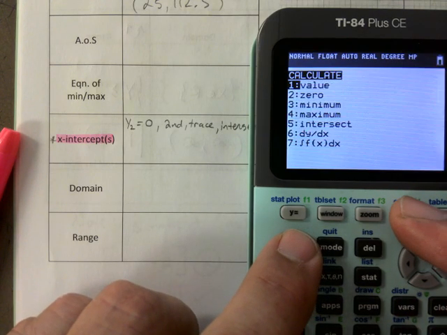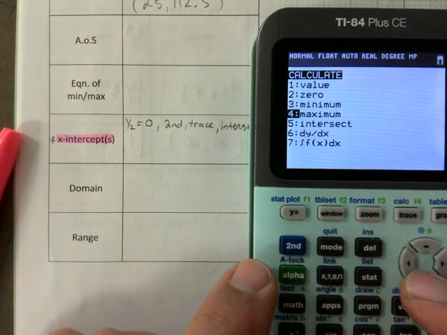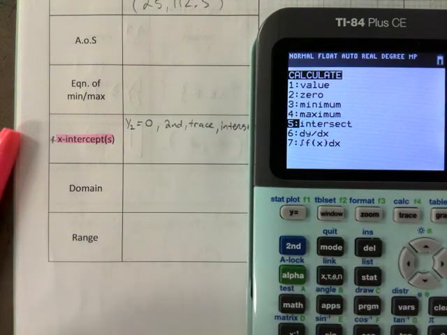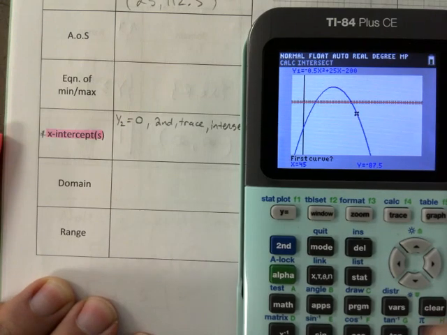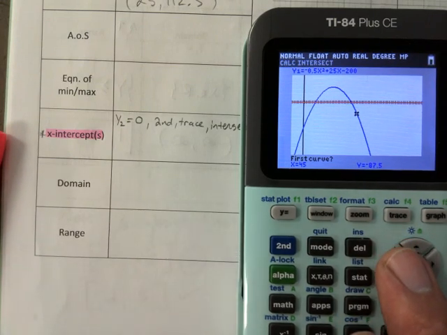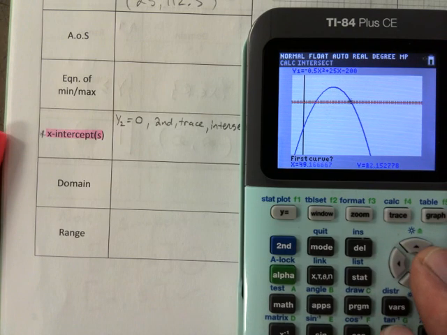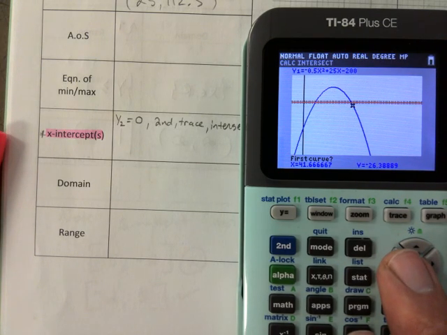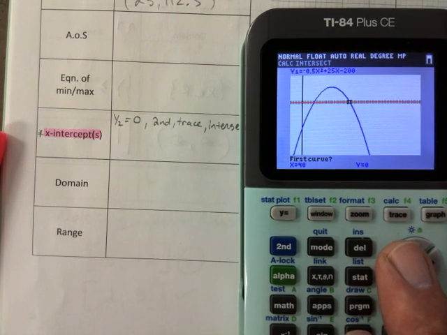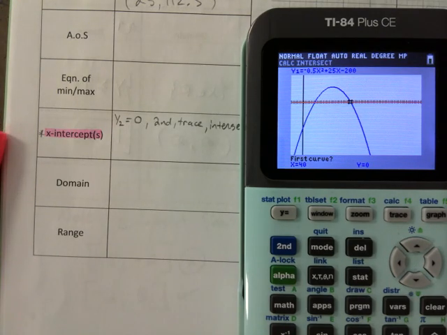Second trace, fifth option, right? Or you just press 5 if you want to make it faster. And here what I will do is I will go with my arrow cursor as close as possible to the one you're interested in. Can I go right on it, Mr. Dirksen? Sure, if you want to. If that makes you feel better, go for it. And you're going to press enter 3 times. Watch. Enter, enter, enter.